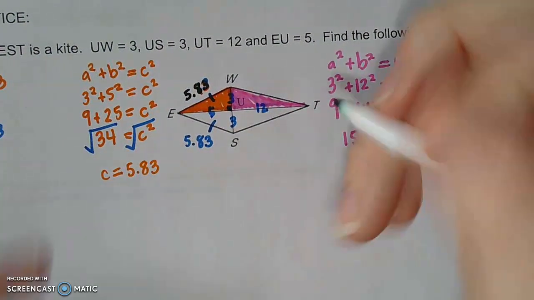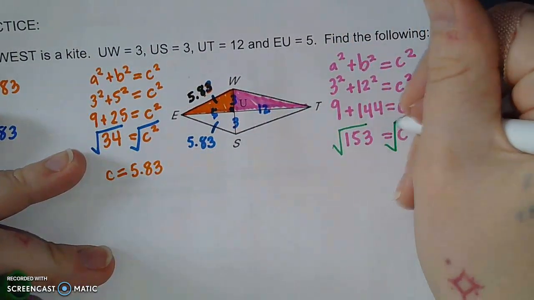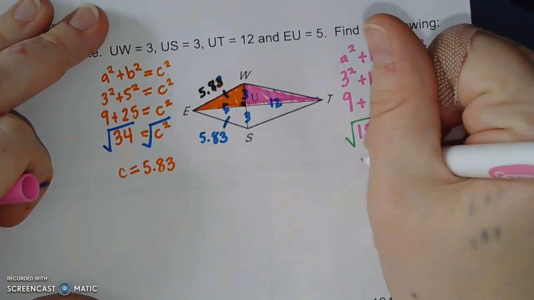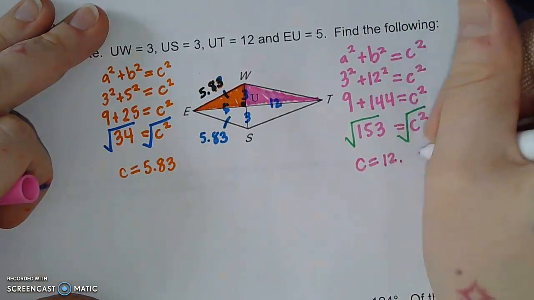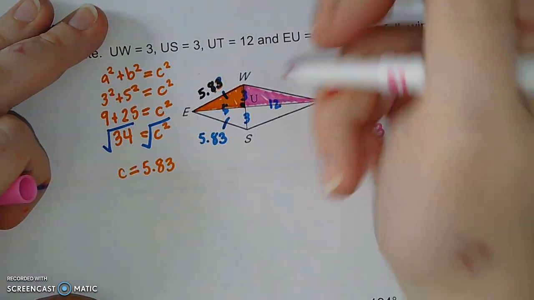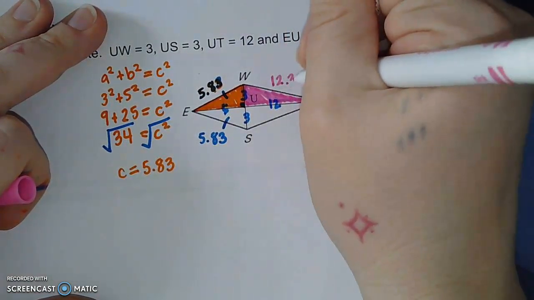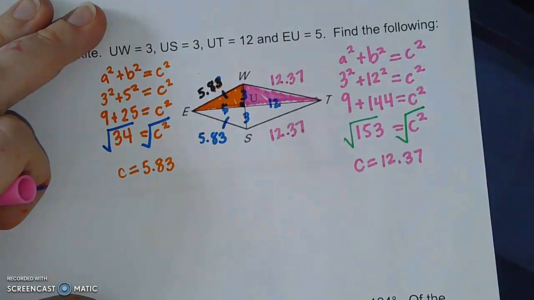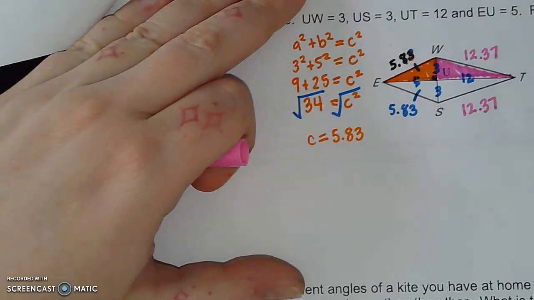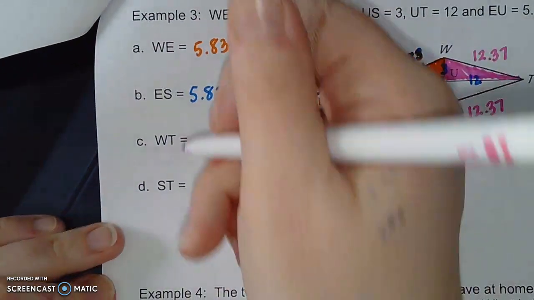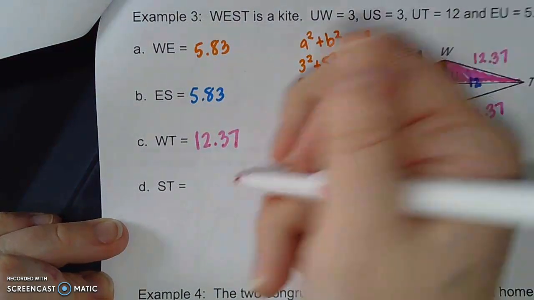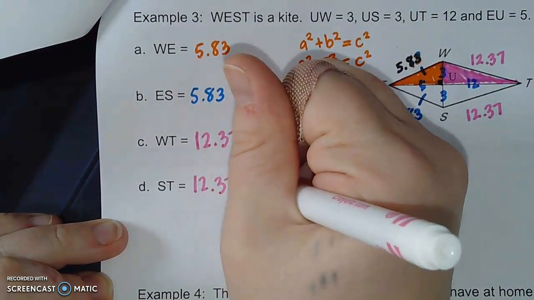And I just need to square root both sides to undo the square. And that gives me that C equals 12.37. And so if I know that this is 12.37, then this as well is 12.37. So WT is 12.37 and ST is 12.37.